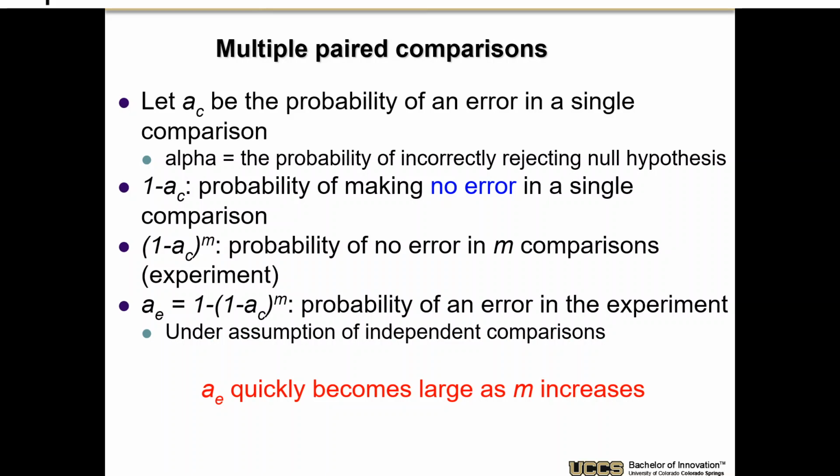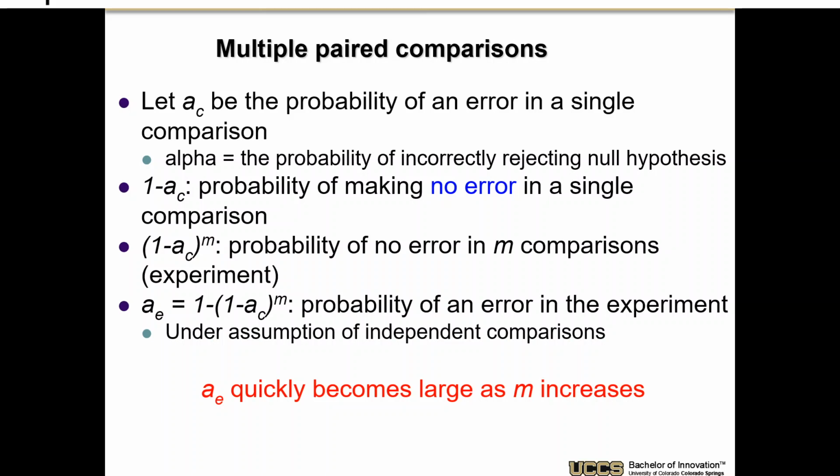So let's talk about first the problem that occurs. If I let alpha sub c be the probability of an error in a single comparison, so the probability of rejecting the null hypothesis, then the probability of making no error in a single comparison is by definition 1 minus alpha c, right? That's what we mean. So that's my experimentation where I compare 2 things. And I've said, given my model assumptions, if all those assumptions are true, then here's the probability that I've rejected the null hypothesis when I shouldn't.